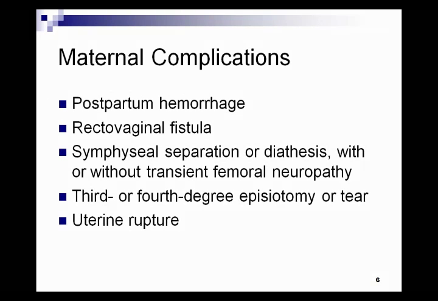A symphyseal separation with or without transient femoral neuropathy. Third or fourth degree episiotomy or tear. If an episiotomy needs to be done for a very large infant, fourth degree, we'll go over in postpartum, actually goes into the rectal tissue. And you can also have uterine rupture.